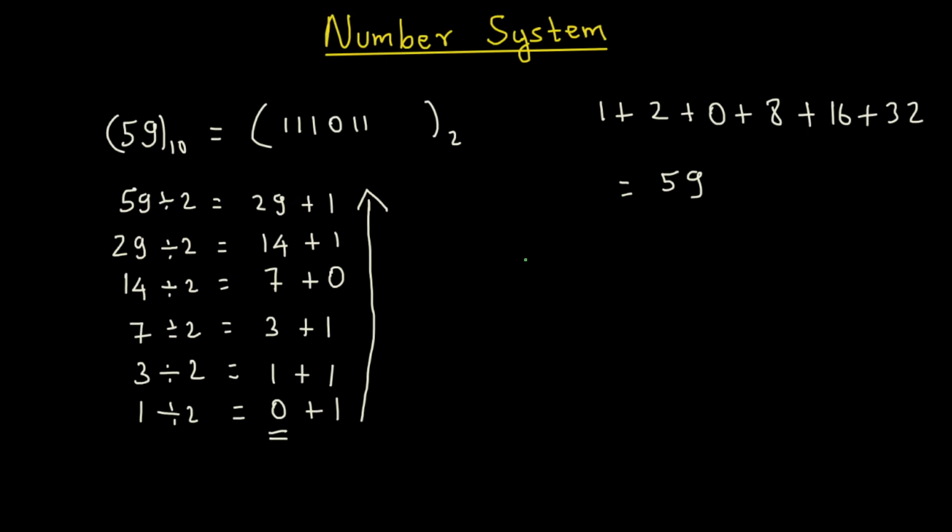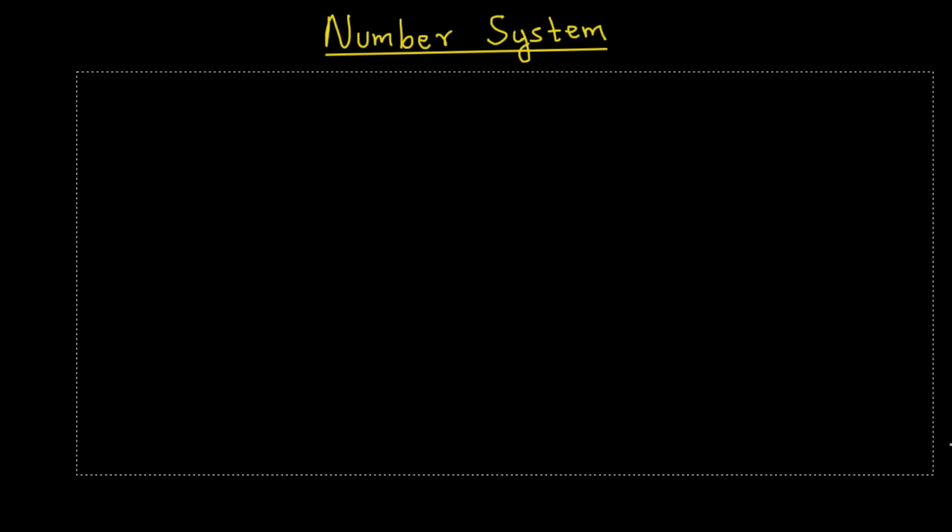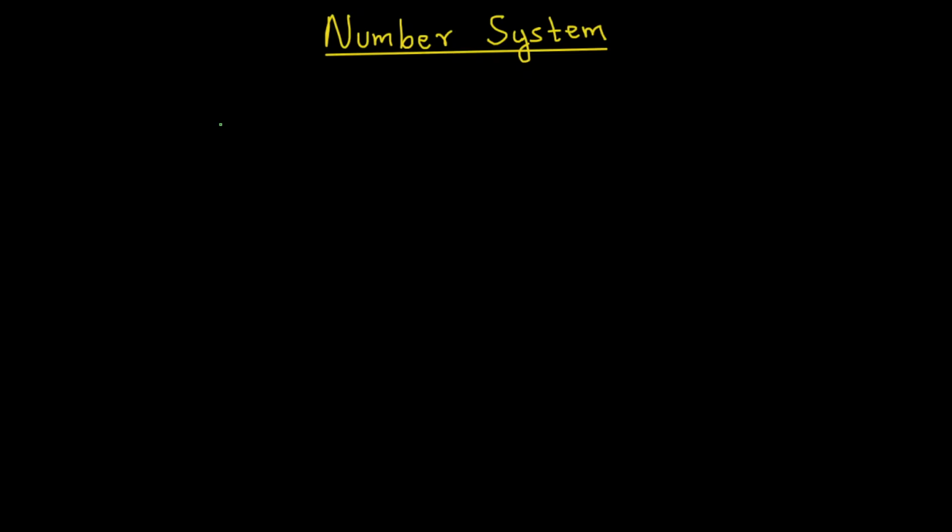And then again, if you want to try another number, 21.75 base 10, and you want to convert this one into binary, first we convert the whole number. The fraction we can take care of later. So let me remove all these things so we have enough space to do this. Okay, so we have 21.75 with base 10, and this one has base 2. First I want to convert the whole number into binary.